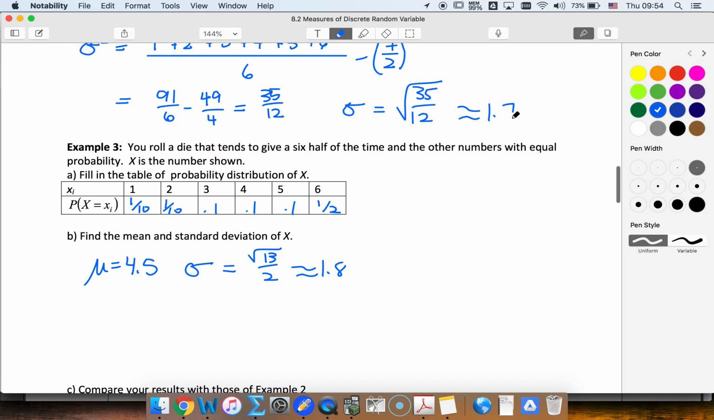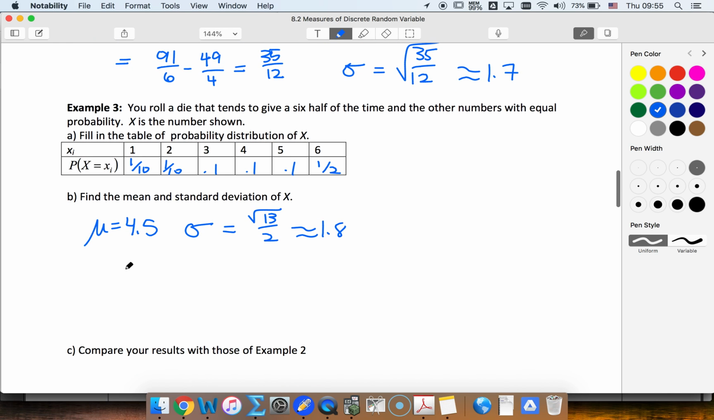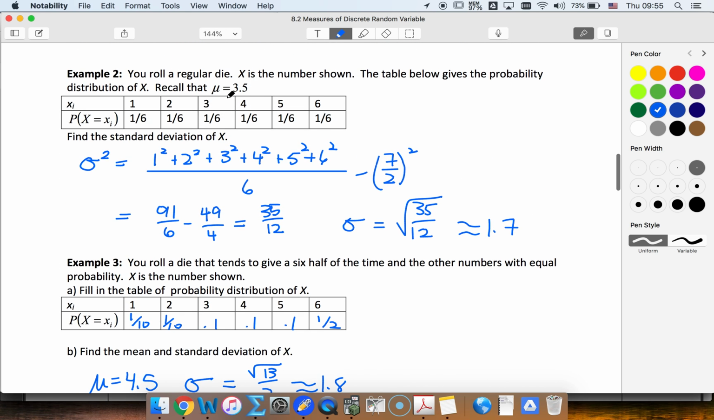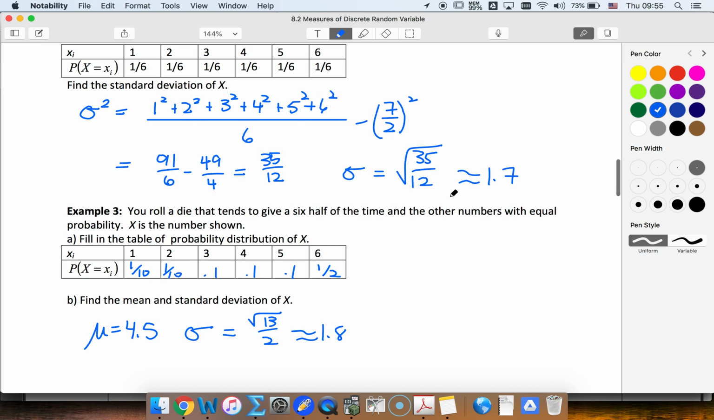This one was 1.7. So comparing the results, in this set of data, we're far more likely to see 6 than any other number. So our mean was higher. The mean up here was 3.5. And our standard deviation was greater because we have more numbers further away from the mean value.